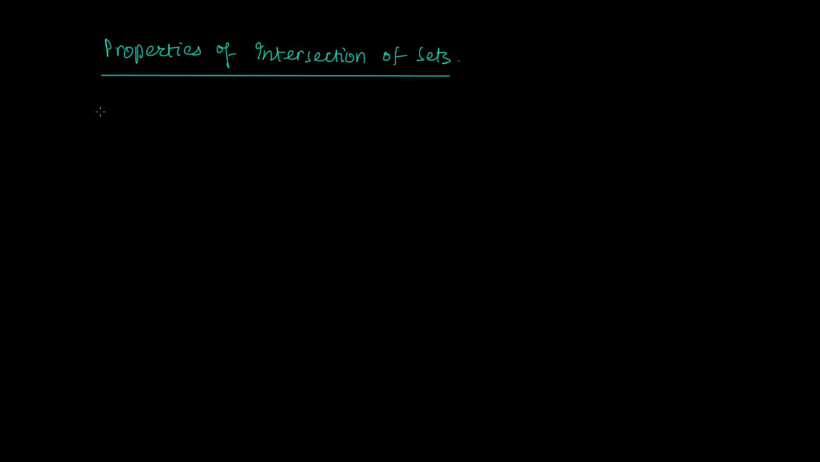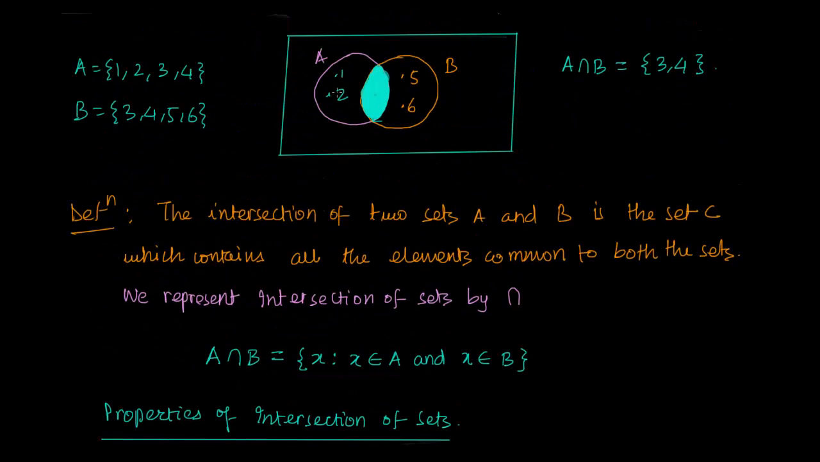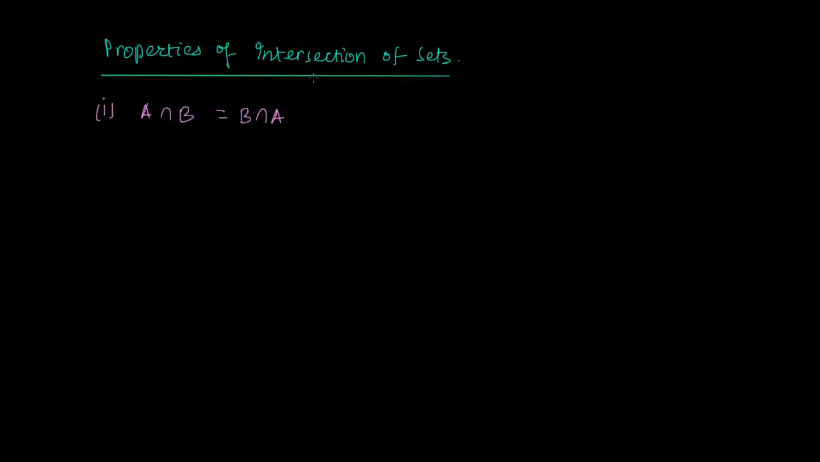Now let's come to the first property. The first property is pretty simple: A intersection B is B intersection A. You take the first and intersect it with the second, or you take the second and intersect it with the first. The common elements will be the same and hence will be the intersection of the sets. So this is called the commutative law, right?